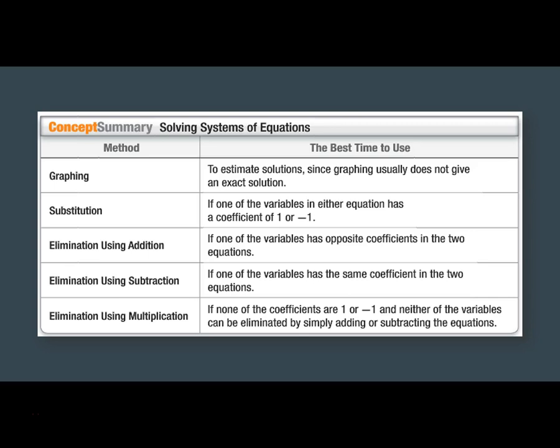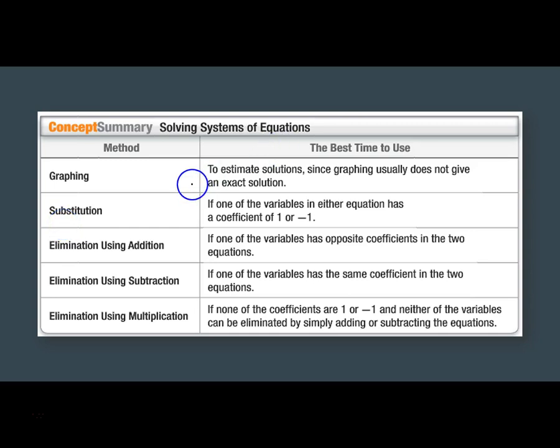Alright, so this week we're going to be going over the various methods that we have been learning to solve systems of equations. As you can see here, we have a total of 5: 1, 2, 3, 4, 5. And these methods can all be used to help you. Some are better in certain situations than others.